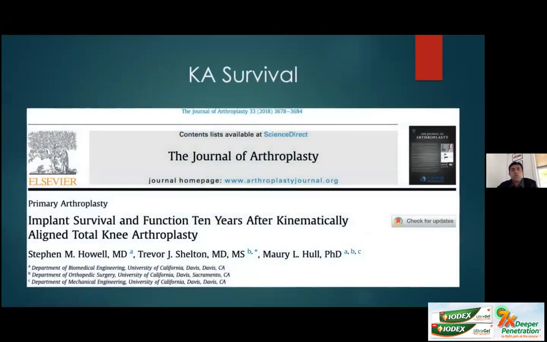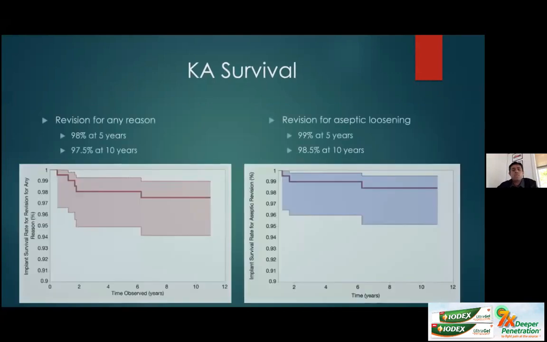Now, what about long-term or medium-term survivorship? So this is Dr. Howell's group, once again, who has the most data in this. And what they found is that at 5 to 10 years, there is really 98% survivorship. When you look at revision for aseptic loosening, if you malalign this, if you put this in too much varus, is it going to loosen over time? Really, the revision rates are nonexistent. They're only 1 or 2%, which is comparable to a standard mechanically aligned knee. So patients seem to be doing really, really well when it comes to these implants.